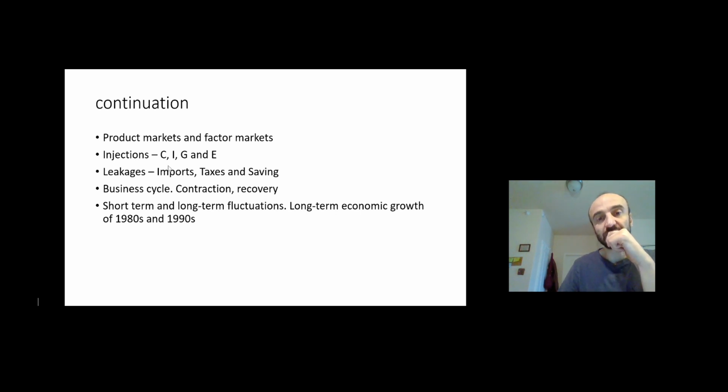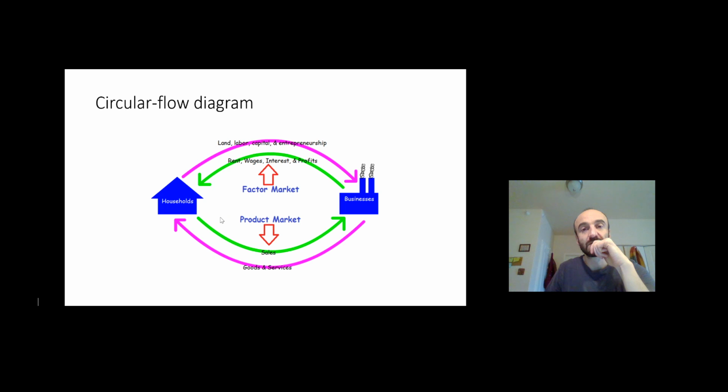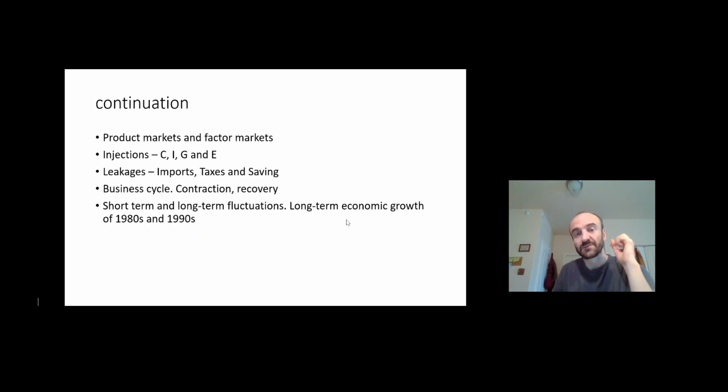Injections are consumer spending, investment spending, government spending, and exports. So you see when consumer spending increases, that's this green line here, that's a good thing because it increases GDP. It increases the total level of spending. When investment spending increases, that is also a good thing because it increases productivity of business firms.